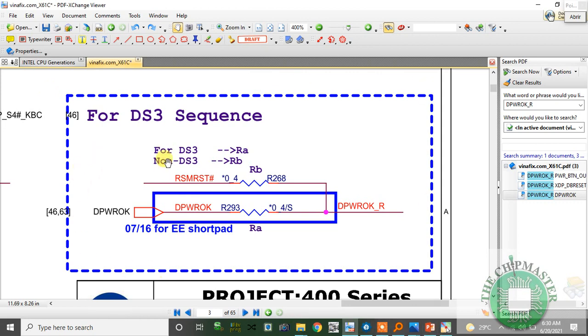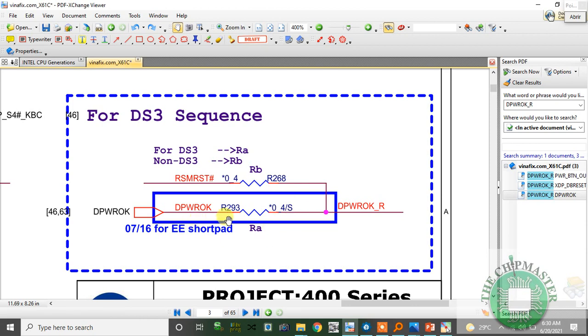If it supports deep sleep, then there will be RA. Notice RA is not there, but there's a direct connection, right? RB is for none. There is an asterisk 04, which indicates that there is no resistor there. So this board does support the deep sleep, right? It's a short pad, right?